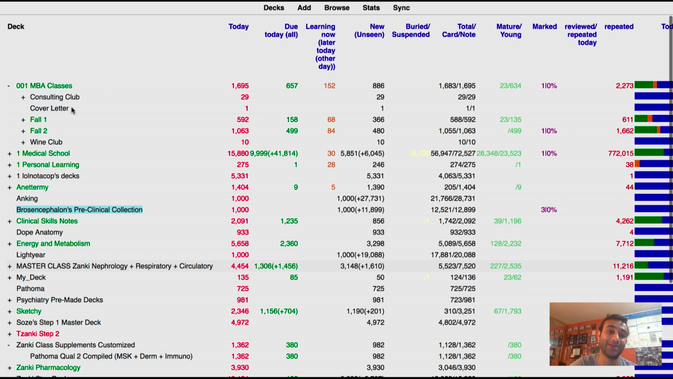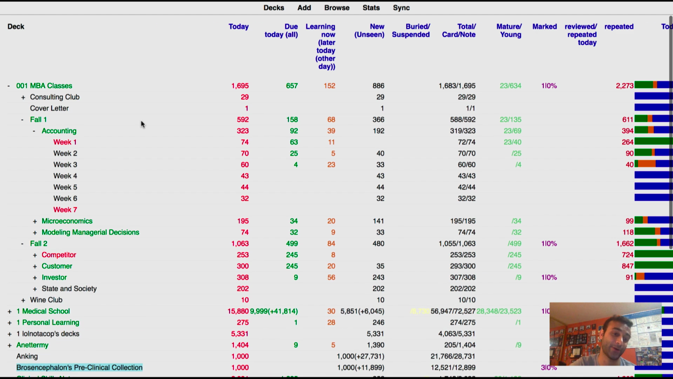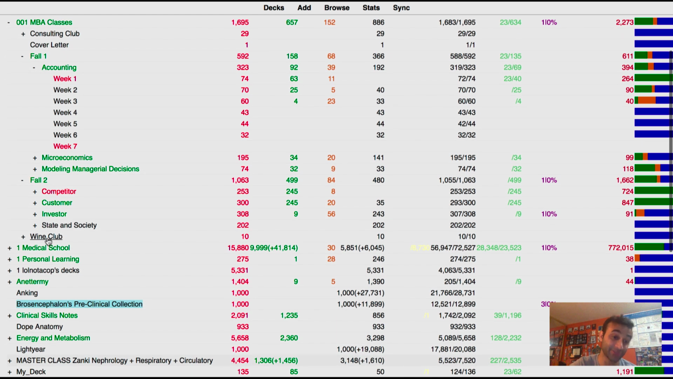I have stuff I made regarding how to make a cover letter. I also have things broken up by quarter. So in my first quarter, you'll see that I have classes related to accounting, microeconomics, and linear programming. And in my second quarter of business school, you'll see that I have classes related to marketing, investing, and also macroeconomics. I also had wine club in business school.